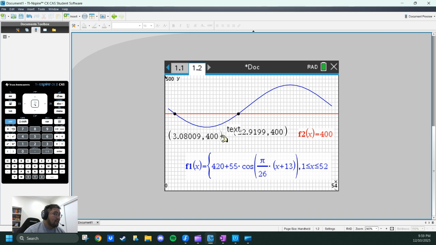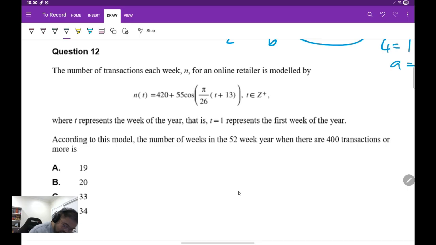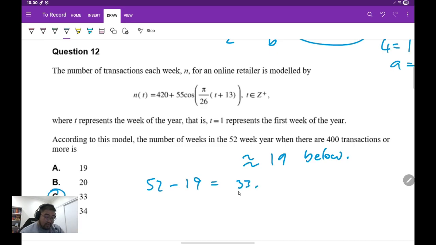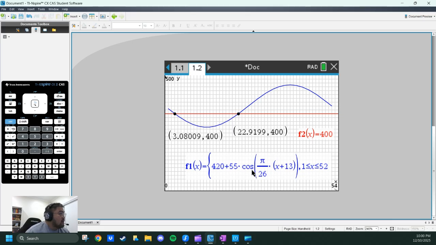So if there's 19 months that are below, let's go back to our question. So approximately 19 below. Okay, so we're going to go 52 minus 19, which is equal to 33. Okay, so there's 33 weeks where it's above. Now, some of you might be thinking, well, I don't like that rounding because you've got 22.9 and we've got this here, which has got some other rounding.